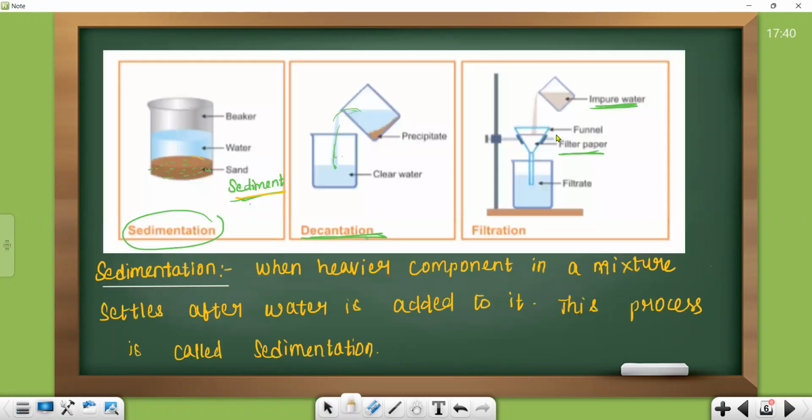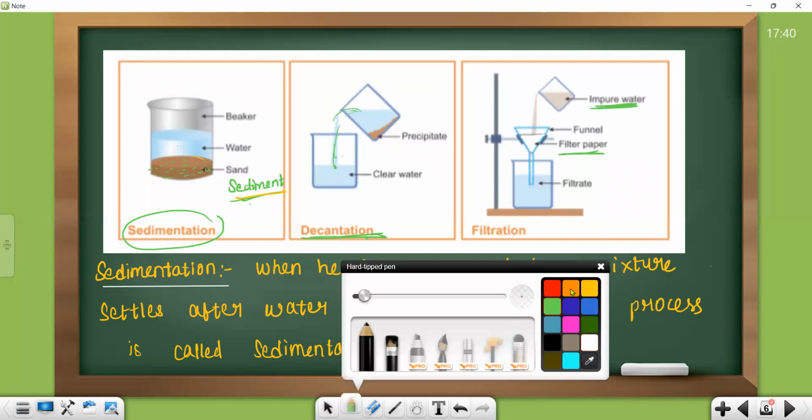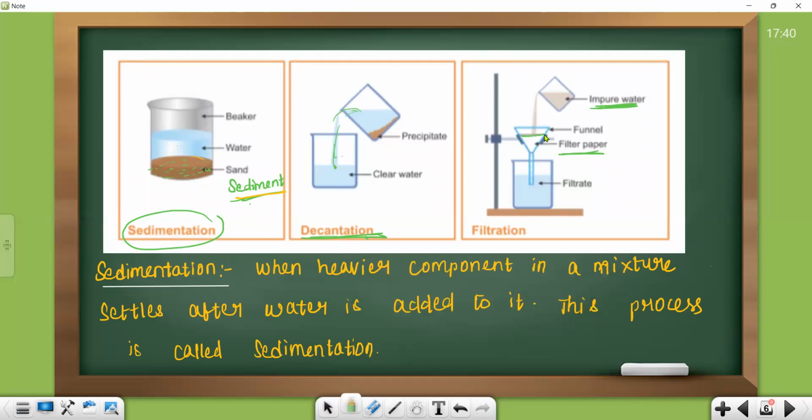Understood? So you can see here how we are using the filter paper. Filter paper is placed inside this funnel. Can you see the filter paper? We will fold it in the form of a cone shape and place it in this funnel, and then we will start. You can see the mud which is deposited here and the pure water is separating out.